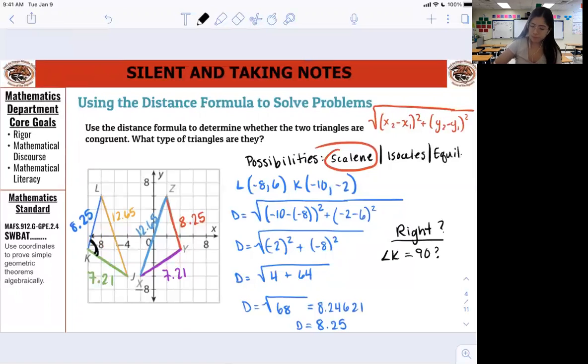LK and KJ, because they're adjacent. Good. And we're trying to see if they are perpendicular to each other. If they are perpendicular, then we know we have a right angle. We know we have a 90-degree angle. So that means we need to find the slope. The slope of LK.